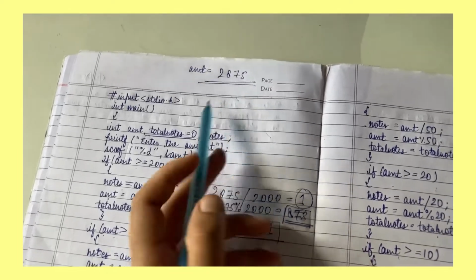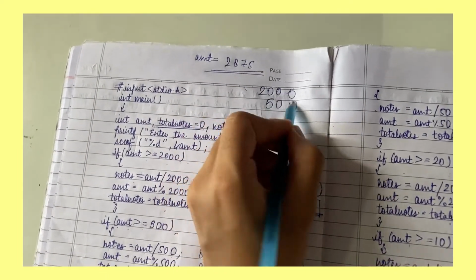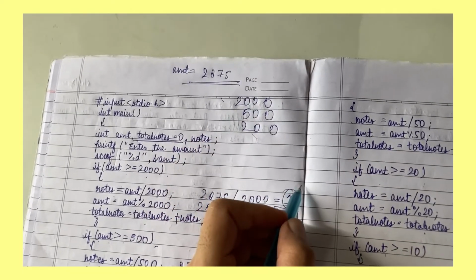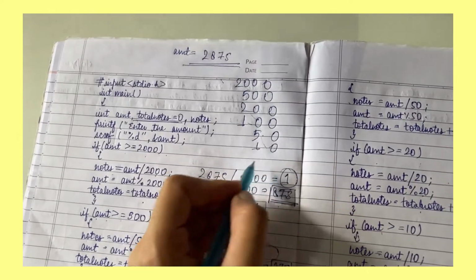That means for 2875, how many notes do we need? We need a 2000 rupee note, a 500 rupee note, a 200 rupee note, a 100 rupee note, a 50 rupee note, a 10 rupee note, and a 5 rupee note.